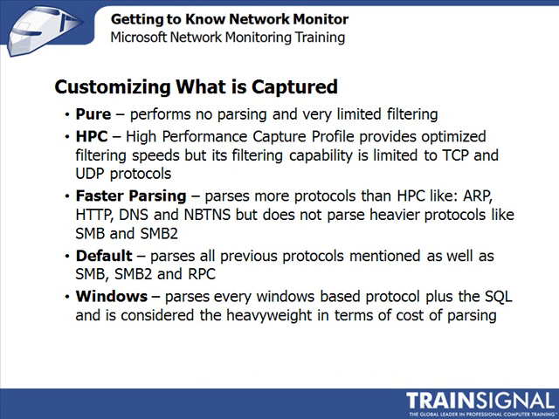The faster parsing parses more protocols than HPC, so you'll get more than just TCP and UDP. Some of those would be like ARP, HTTP, DNS, and NetBIOS name resolution. But you don't get the big heavy-duty protocols like SMB and SMB2, which would indicate drive mappings or connecting and doing file copies from one machine to another. The default, and yes, this is the one that is chosen by default, the default parser profile will parse all the previous protocols we mentioned, as well as SMB and SMB2, along with RPC.